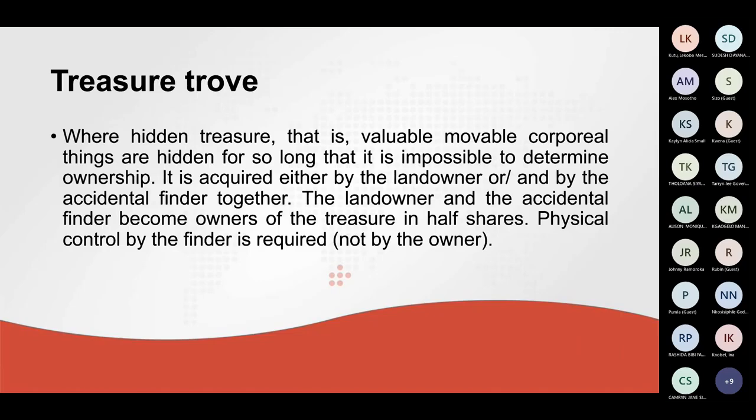Now, another example of a method of originally acquiring ownership is that of a treasure trove. So where you find a treasure that is valuable, movable, corporeal things, and it is hidden for so long that it is impossible to determine the ownership, then ownership is acquired by either the landowner or by the accidental finder. The landowner and the accidental finder will become owners of the treasure in half shares. Physical control by the finder is required.